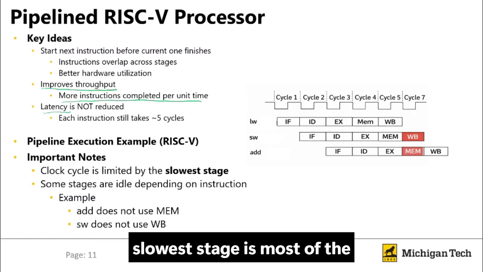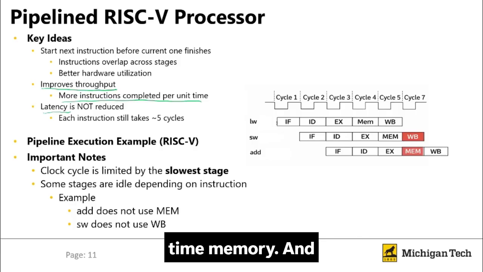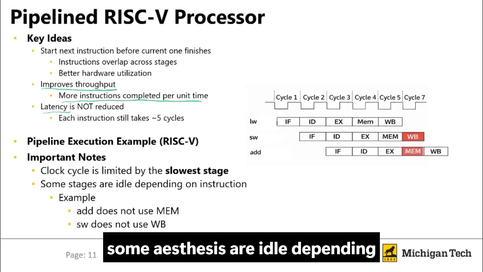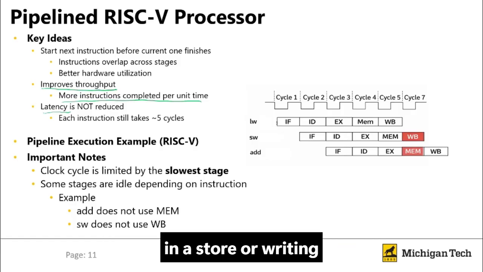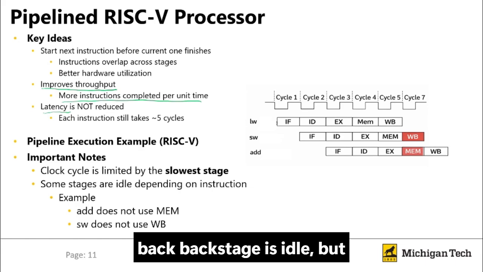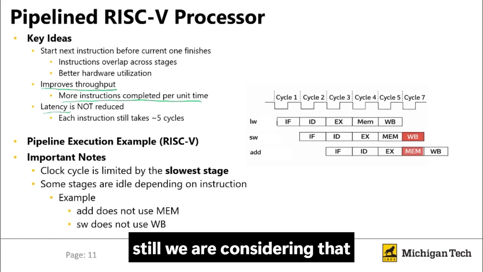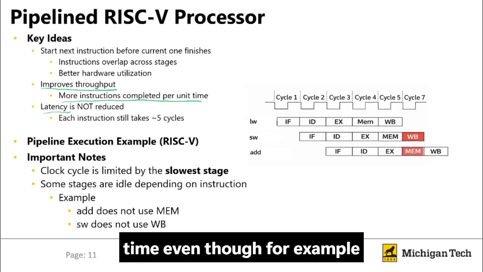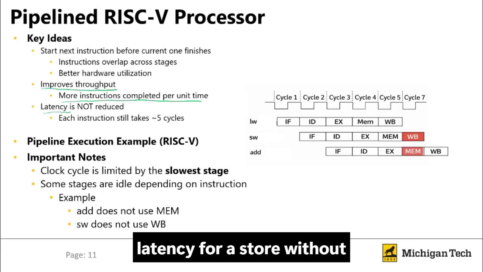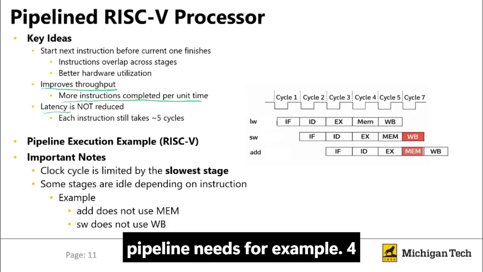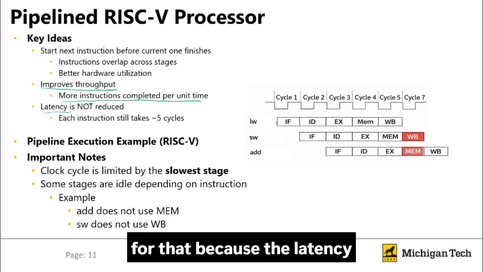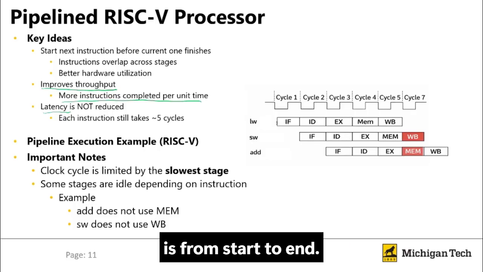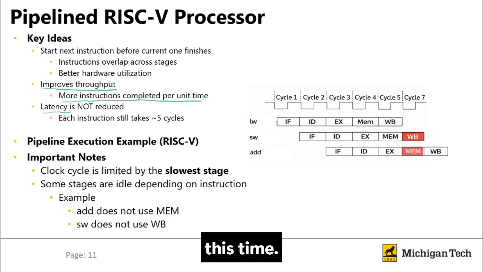And the slowest stage is most of the time memory. And some stages are idle, depending on the instruction. For example, in a store, the writing back stage is idle, but still we are considering that time. Even though latency for a store without pipeline needs, for example, 4, here we consider 5 clocks for that, because the latency is from start to end. Latency is this time, not this time.